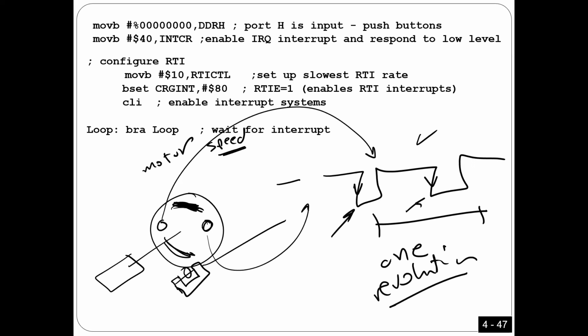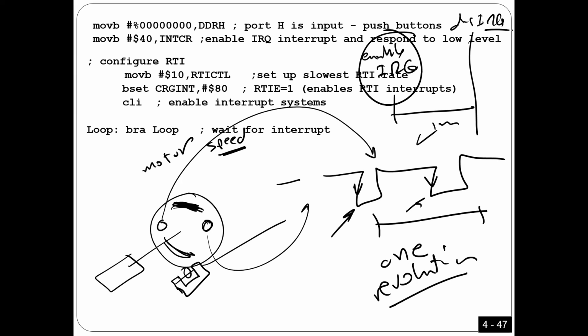So I need to enable IRQ interrupts to start counting, and then after 1 minute or 1 second, whatever you want to measure, I'm going to disable IRQ, and then I'm going to see what the number divided by 2 is, and this is the speed, the number of revolutions per second or per minute.